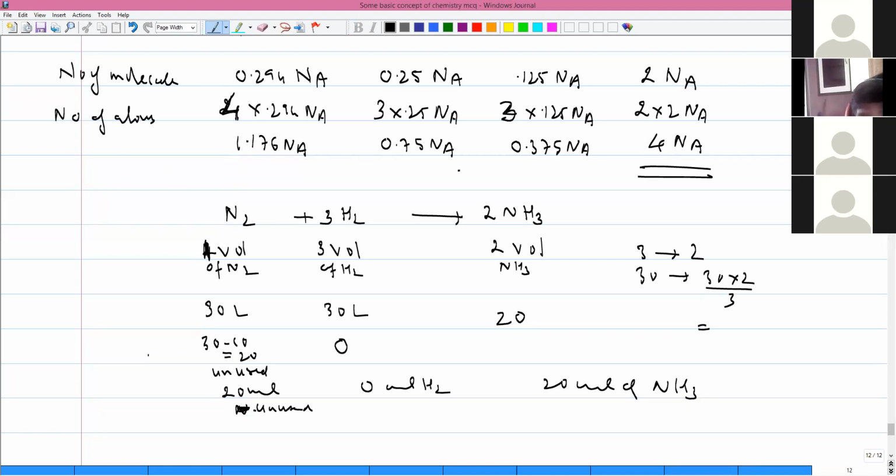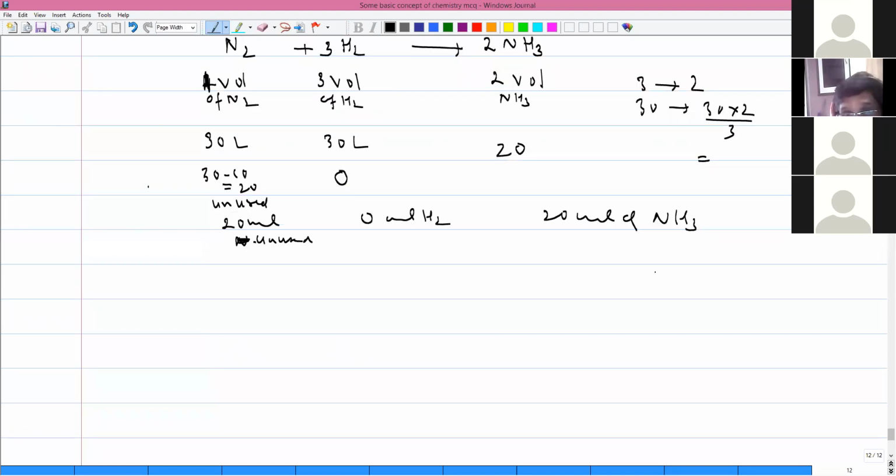Lekin this is for 100%. For 50% conversion ke liye hamein kitna ammonia milega? 50% of 20 is 10. 10 ml of ammonia. To dekho, 10 ml of ammonia kidhar hai? B mein. So B is the answer.